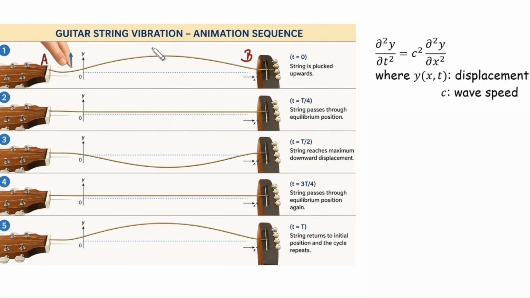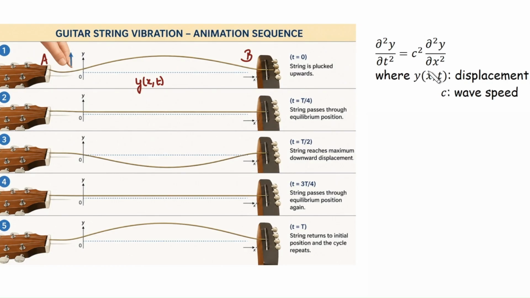Now suppose we pull or pluck the string. Because of this, the string moves up and down. This movement is called a displacement. So here we represent this displacement by y and the position of the point on the string is represented by x. So we can write this as y of x comma t, where y stands for the displacement, x stands for the position, whereas t stands for the time.